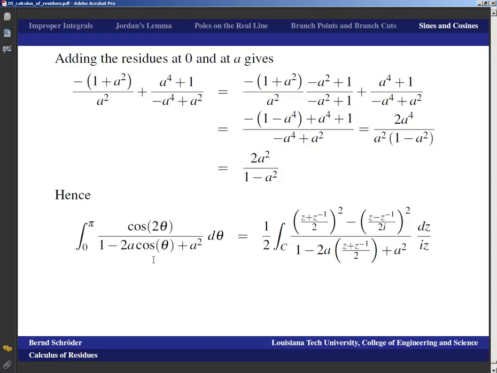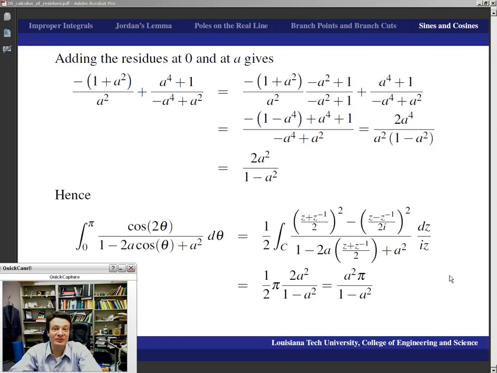And that means that the integral is 1/2 times this integral after we've done the substitution. And that is 1/2 times pi times 2a squared over 1 minus a squared. And that is because we are already done with those residues, I think. And that's it. Give me just a second here. Yeah, that was indeed correct.